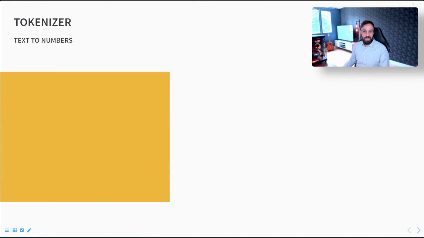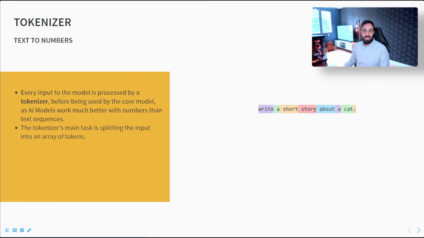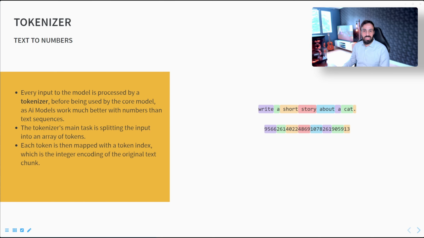The first step is tokenization, where the user input, such as create a short story about a cat, is converted into a format the AI model can understand. Being statistical models, AI works better with numbers rather than text. So the tokenizer breaks the input into smaller pieces called tokens. Each token is then assigned a unique number called the token index. For example, create a short story about a cat might be split into 8 tokens corresponding to 32 characters in total. It's worth noting that different providers may have different ways of splitting the input into tokens, but the idea is exactly the same.